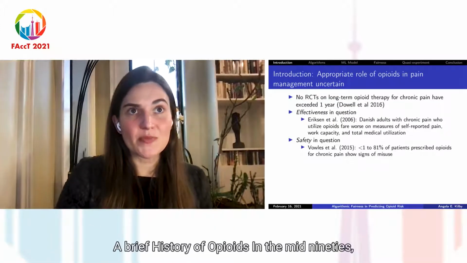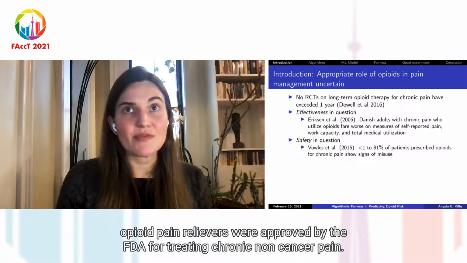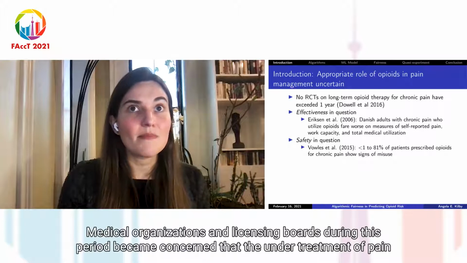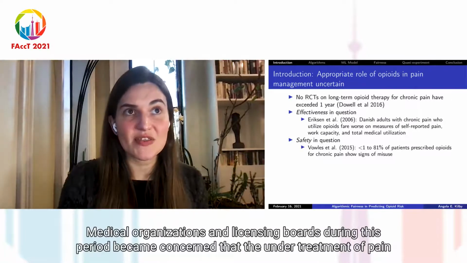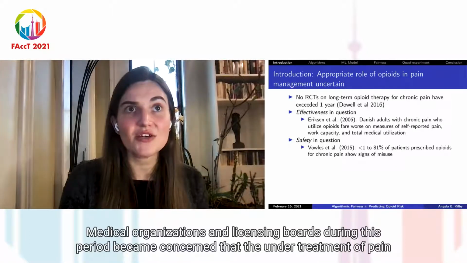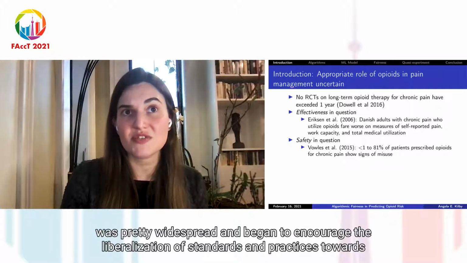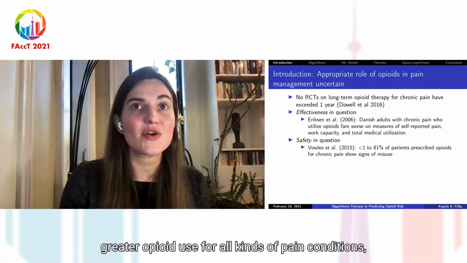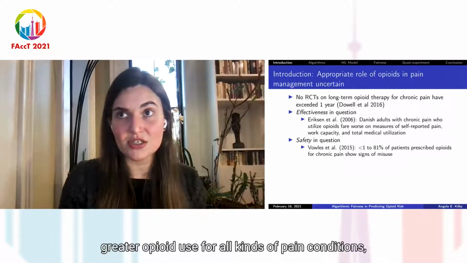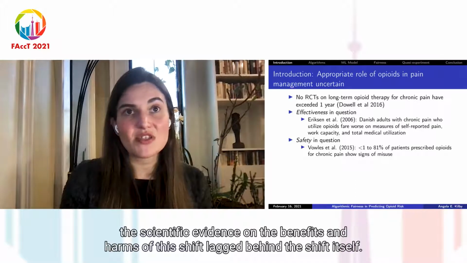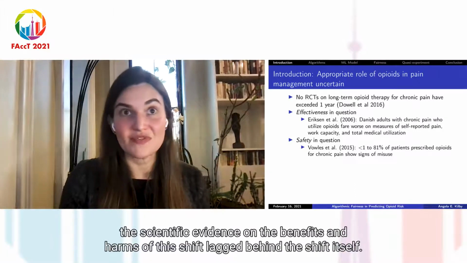A brief history of opioids. In the mid 90s, opioid pain relievers were approved by the FDA for treating chronic non cancer pain. Medical organizations and licensing boards during this period became concerned that the undertreatment of pain was pretty widespread and began to encourage the liberalization of standards and practices towards greater opioid use for all kinds of pain conditions, including chronic pain. However, the scientific evidence on the benefits and harms of this shift lagged behind the shift itself.